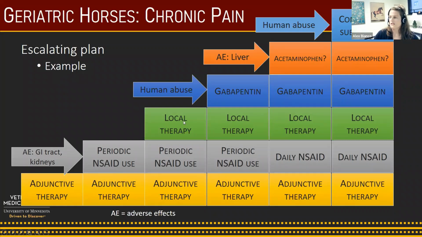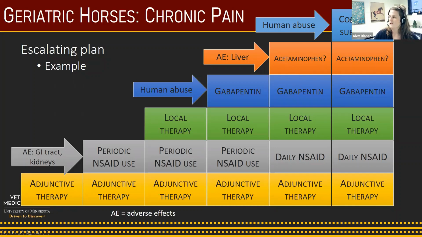If that's not enough, then you can add some local therapy. So joint injections, your Adequans, your Legend, that kind of thing, you could add those in and see if that is enough to help with your chronic pain. If it's not enough, maybe talk to your veterinarian about adding gabapentin. That really depends on where the pain is coming from. But again, you have to consider we're adding in potentially some human abuse potential. If that is not working, you can maybe add Tylenol. Consider adverse effects on the liver, but that would potentially be an option.